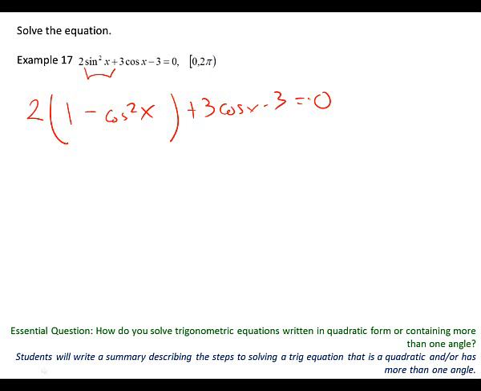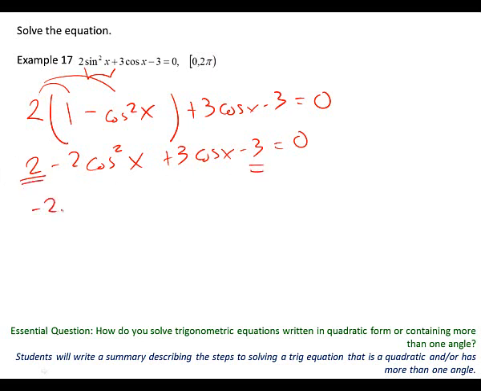Okay, what's instinct telling you to do next? Yeah, we're going to distribute in. So 2 minus 2 cosine squared x plus 3 cosine x minus 3 equals 0. Couldn't I combine some like terms? The 2 can go with the negative 3, so what do we get there? Negative 1, good. Plus 3 cosine x minus 1 equals 0.